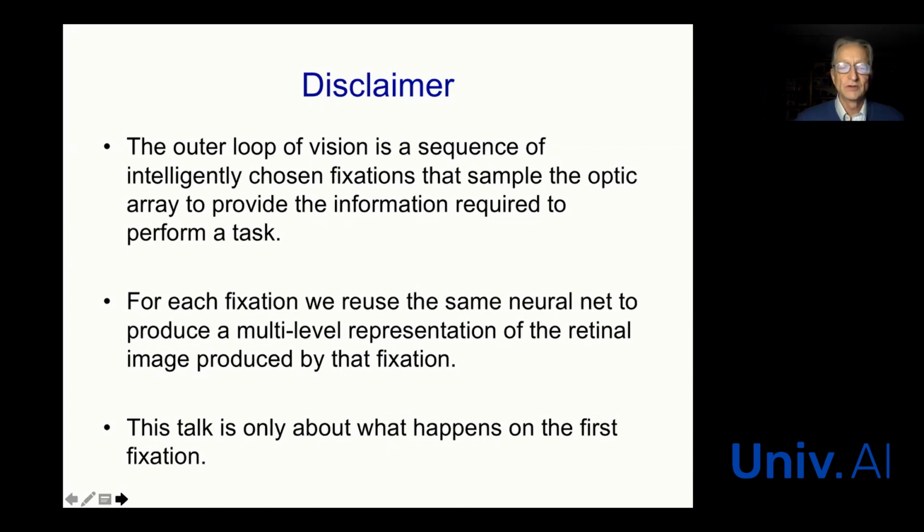Each time we fixate a different part of the image, we reuse the same neural hardware. Now, this talk is only going to be about what happens the first time you fixate somewhere in an image. It's not going to talk about that whole sequence of fixations. It's what happens on that first fixation, when you use that neural hardware once.